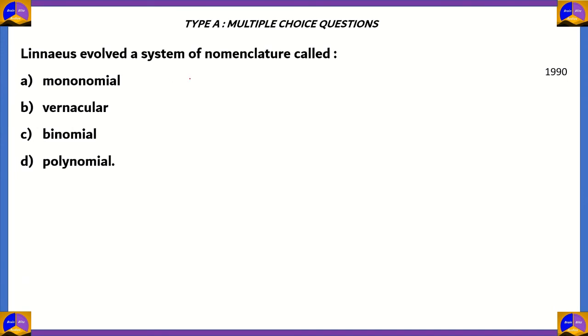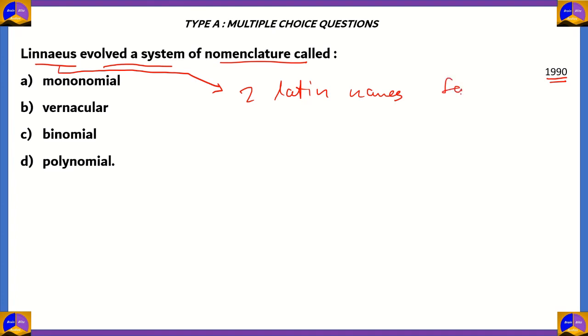Next question. This one was asked in 1990 as well. Linnaeus evolved a system of nomenclature called monomial, vernacular, binomial, polynomial. Now, Linnaeus' system for nomenclature gave 2 Latin names for each organism. So the term Linnaeus would definitely bring to you the answer binomial nomenclature, but then let's solve it in a particular way.